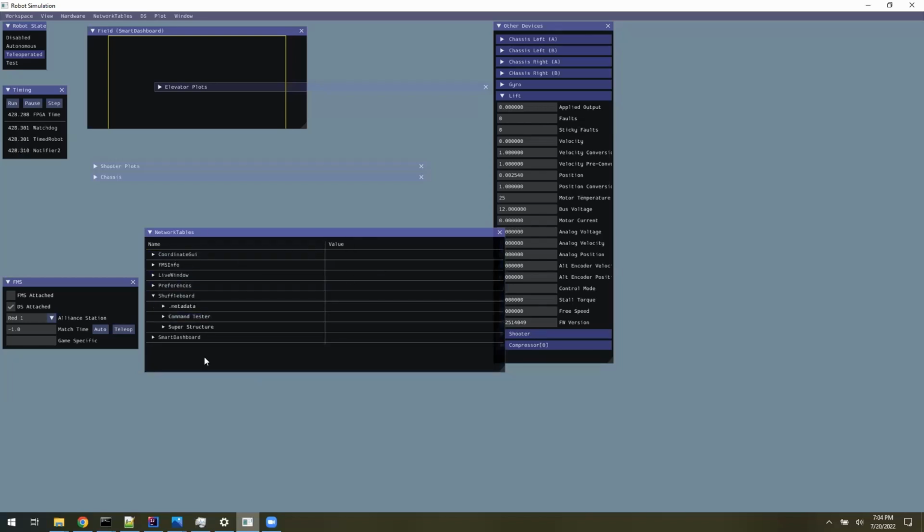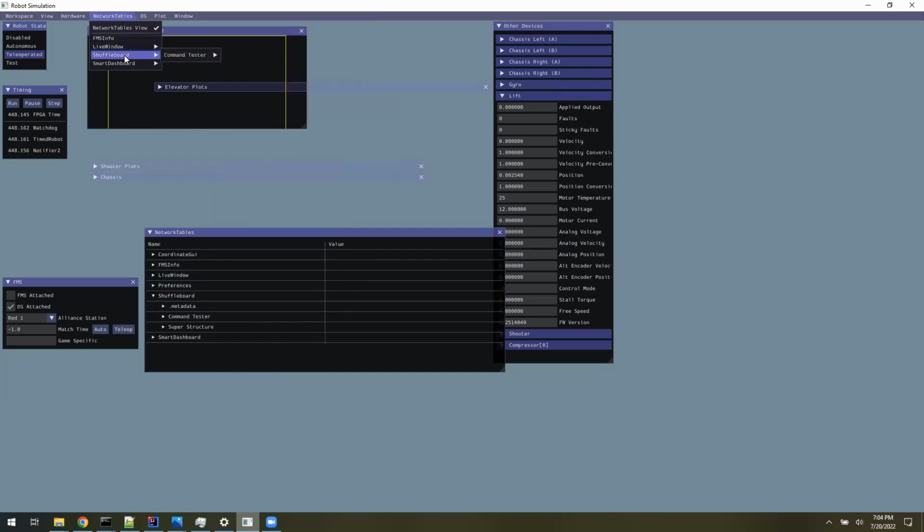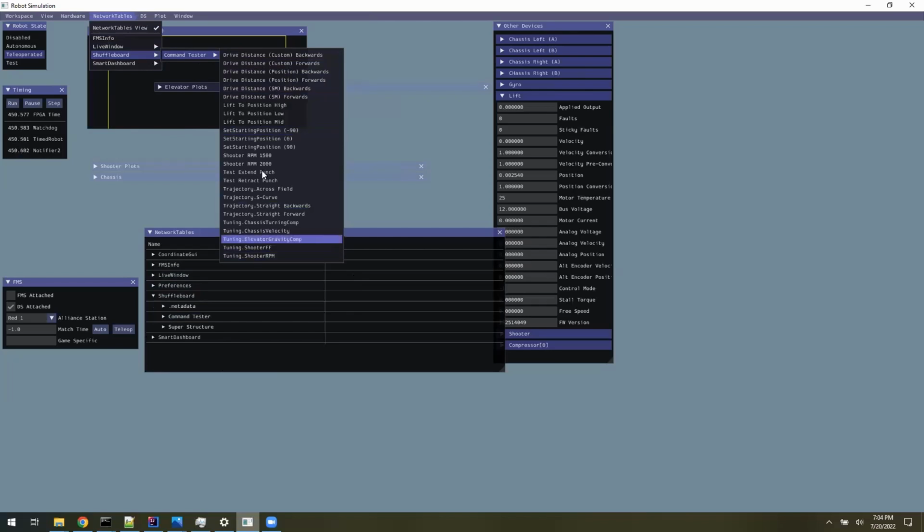So we'll be changing stuff on the network table through this interface. Now one thing that's super cool about the command-based framework is that you can actually display a command as a button that you can run. So I put them all on a Shuffleboard tab, Command Tester. If you go to NetworkTables, Shuffleboard, Command Tester, here's all the commands that we have implemented and that we can run. So the thing that I want to start out with down here is tuning shooter FF.